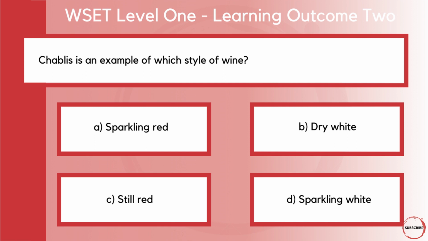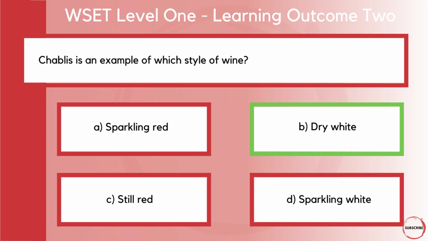The next question is very much along those lines. Chablis is an example of which style of wine? Is it a sparkling red, a dry white, a still red or a sparkling white? So this is where you need to recall, well, what does Chablis produce? Bit of a clue on the previous slide, of course, because we were talking about white wine styles. They didn't come up under sparkling, which must make Chablis a dry white style, which it is, of course. It's made from the Chardonnay grape at the very northern tip of Burgundy.